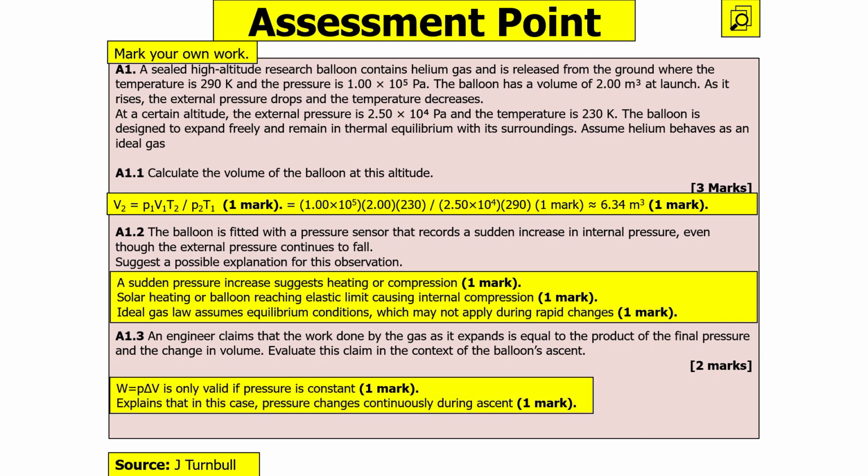Finally, W equals P delta V is only valid if the pressure of the gas remains constant. In this case, the pressure changes continuously during the ascent, which therefore means that it can't actually be used in this context.